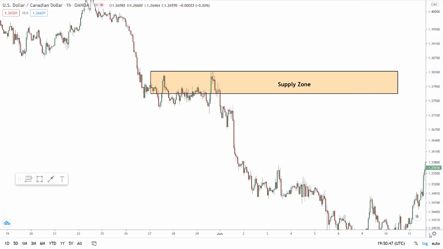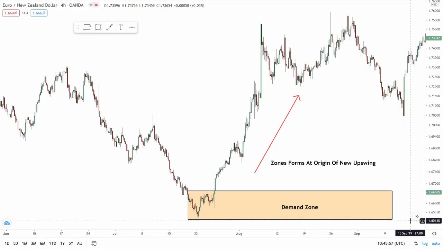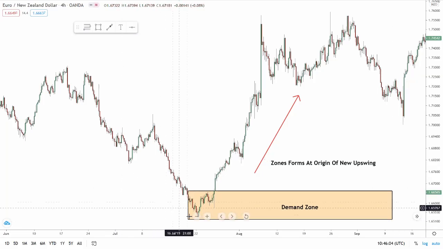Now compare that with this demand zone. This zone formed at the beginning of a new upswing. It didn't form from a continuation like the other zone, it created an entirely new swing. Price, which was falling, reversed and began rising, forming a demand zone.